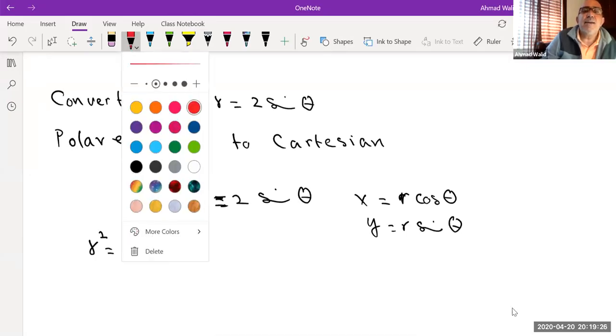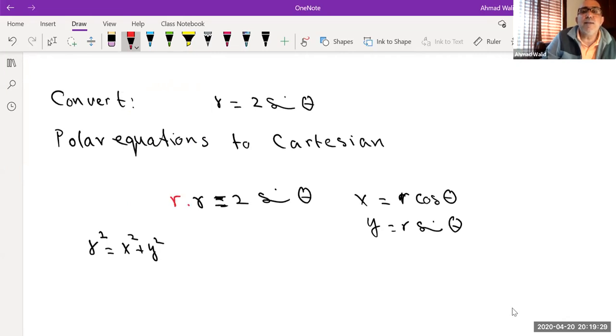Can I multiply both sides by r? Can you multiply both sides of an equation with the same value? Yes. You see, if I multiply both sides of this equation with r, let's see what's happening. r times r gives you what? r squared equals 2 sine theta, or you can write it even this way, 2r sine theta. Correct? It means your r squared is 2r sine theta.